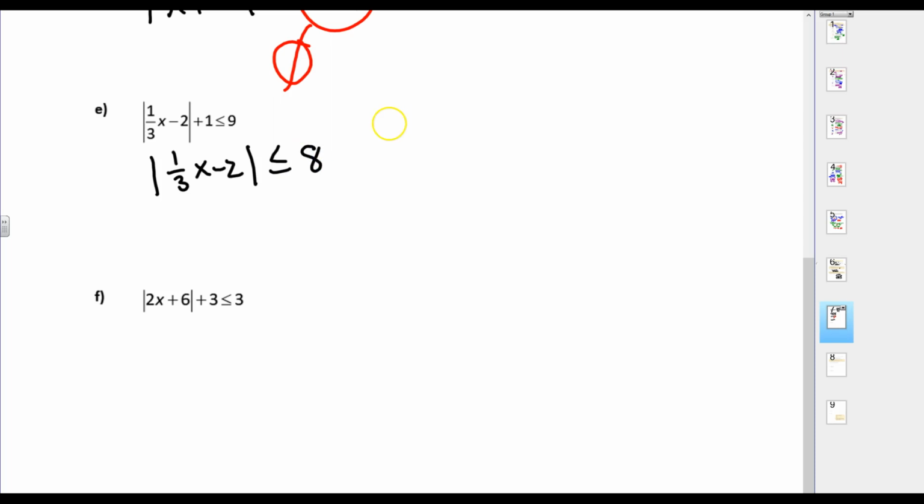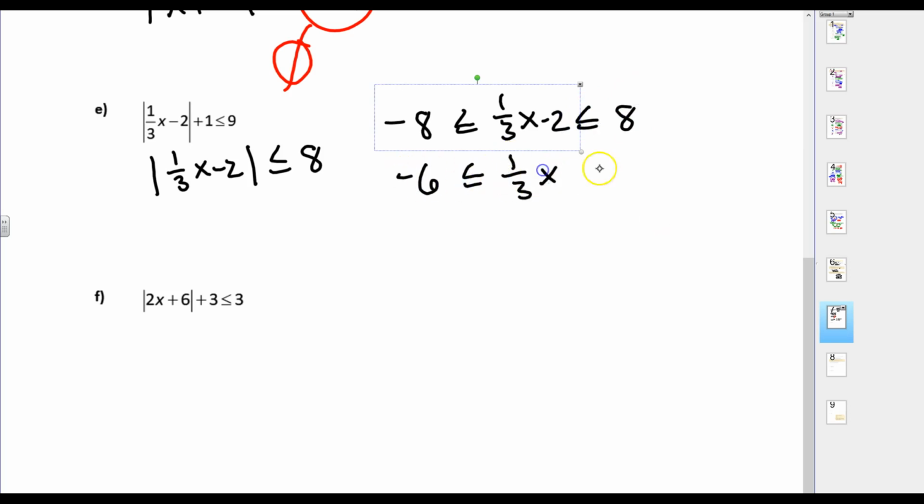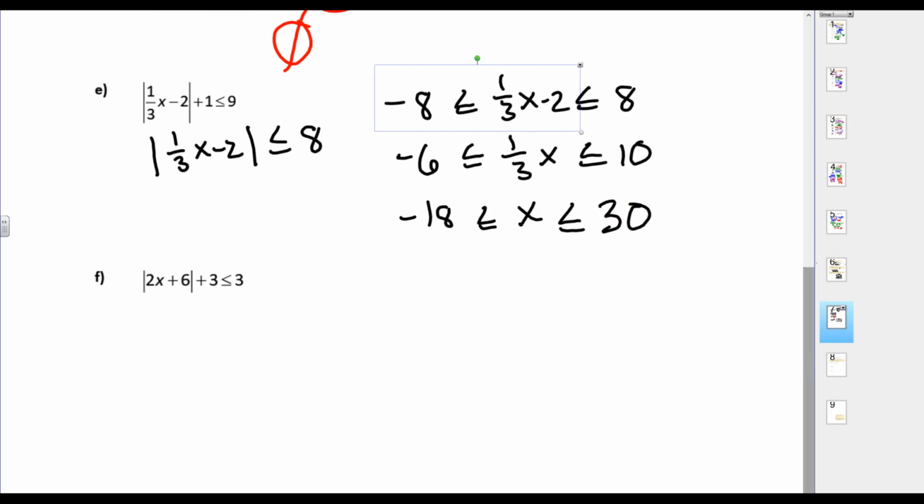I'm now going to split this up into an and inequality. Negative 8 is less than or equal to 1/3 x minus 2, which is less than or equal to 8. Add 2 to all sides, so I get negative 6 is less than or equal to 1/3 x, which is less than or equal to 10. Multiply everything through by 3 to get rid of the 1/3. I get negative 18 is less than or equal to x, which is less than or equal to 30. Very nice. All right, let's take a look at F.